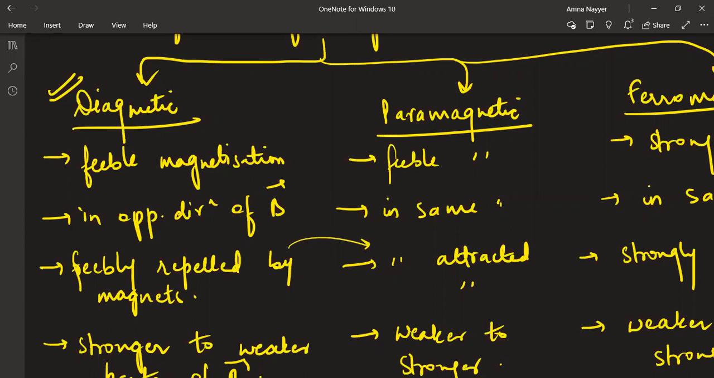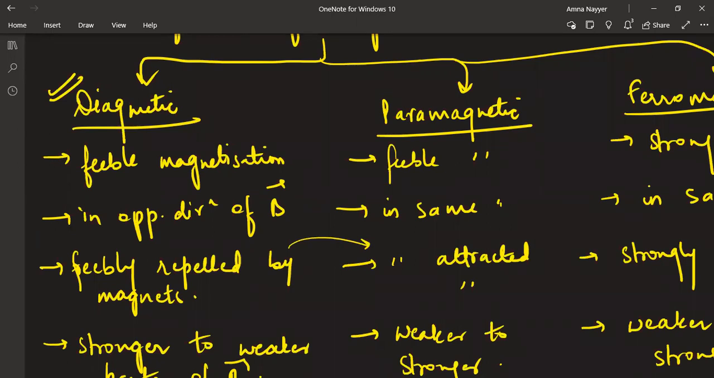Uniform magnetic field. So what all we have discussed? Effects of magnets: dia weakly repelled, para weakly attracted, ferro strongly attracted. External magnetic field: weaker magnetization in the opposite direction for dia, weaker magnetization in the direction of the magnetizing field for para, and for ferro, same direction, strong magnetization. Non-uniform magnetic field: in dia, it moves slowly from stronger to weaker parts. In para, it moves slowly from weaker to stronger, and in ferro, it moves from weaker to stronger, but quickly.